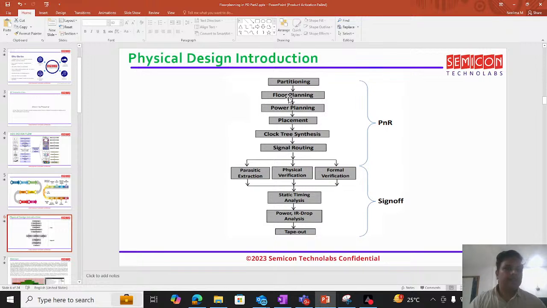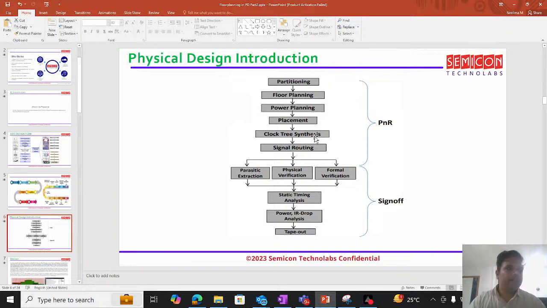Okay, now power planning, as we know, is to define the PDN network to supply the current to all the cells present in the design. And of course placement is placing the remaining standard cells in a legalized way, and then optimizing the PPA.